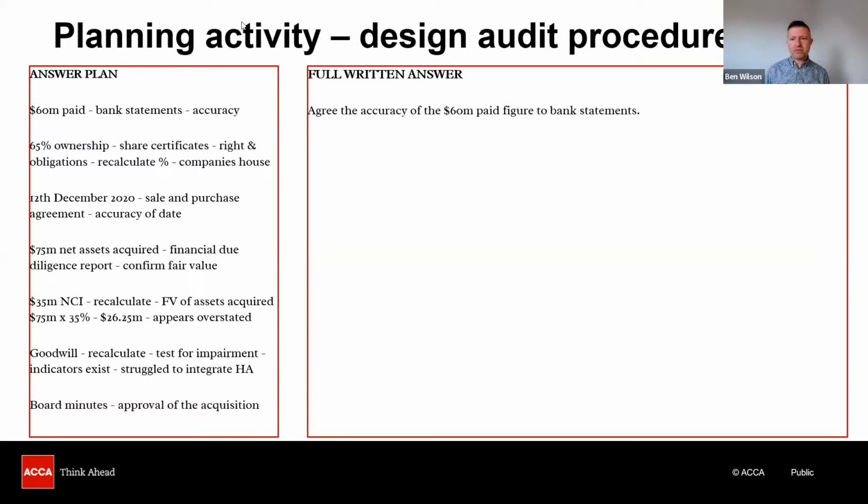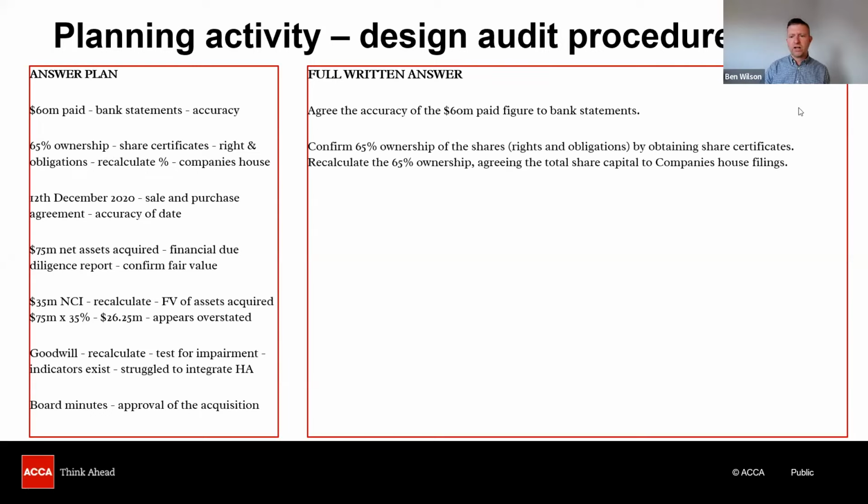Okay, let's run through then, and you can compare your answer against mine. So the second one, the 65% ownership, we're going to get share certificates to make sure we own those shares, and we'll recalculate the total percentage ownership based on Companies House filings. So confirm the 65% ownership of the shares, rights and obligations by obtaining share certificates. Recalculate the 65% ownership, agreeing the total share capital to Companies House filings.